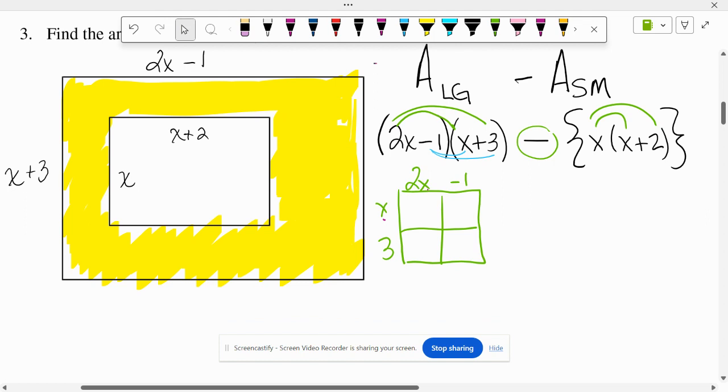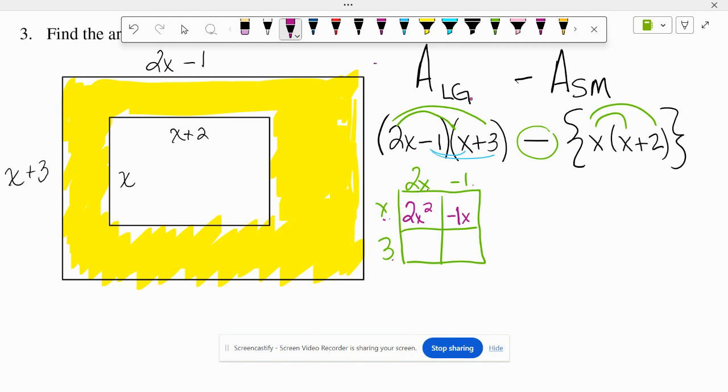X times 2x is 2x squared. Jaden, can you do this one for us? X times negative 1 is... 3 times 2x is, and 3 times negative 1. Jaden, what do you remember about this? What's unique about the diagonals? Perfect. So what do I end up with for the area of my large? Very nice, sir.